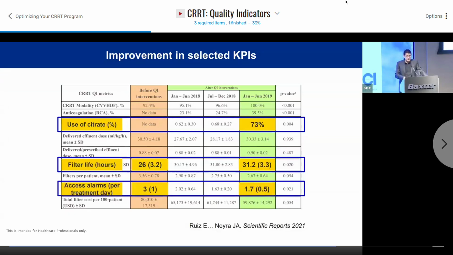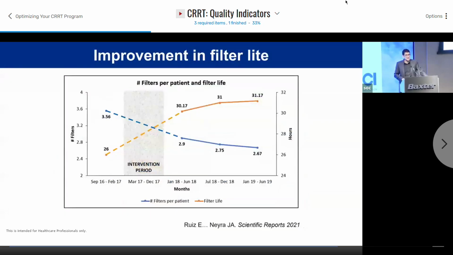Access alarms per treatment day, we were able to go down from 3 to 1.7, so almost reduced to half. Just to put some examples of these KPIs that we were able to improve with just a few months of quality assurance. Now, this is the interesting thing, right? So what's the value of this? I'm just going to use the example of filter life.